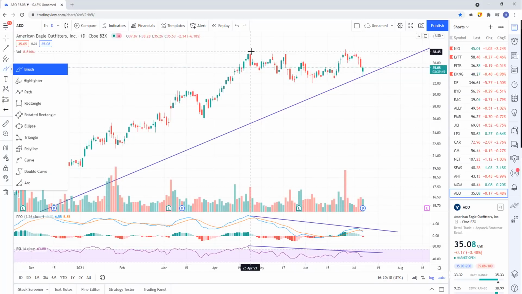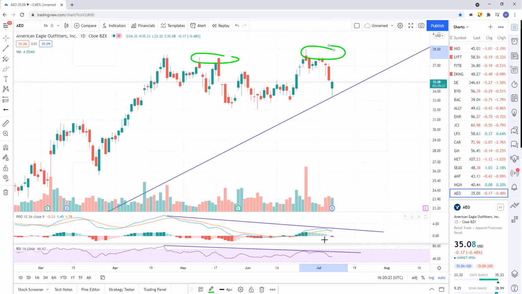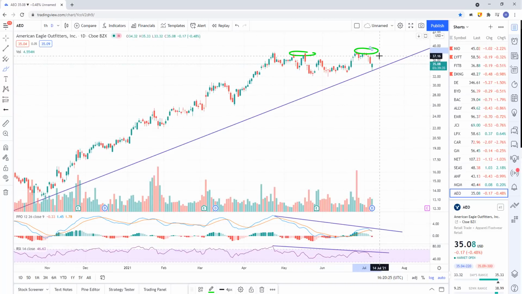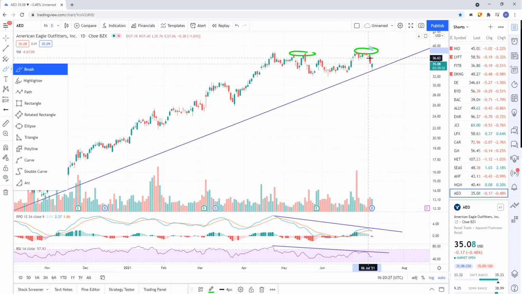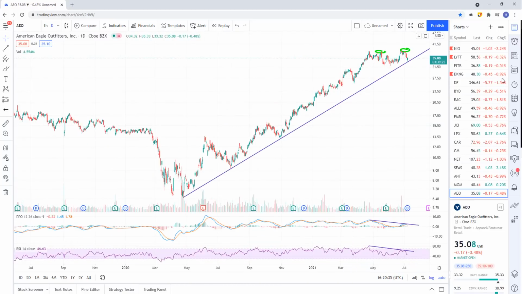So you'll see here we are making divergent highs. And you can see the downtrend line, how the PPO and the RSI are downtrending, making negative divergence. We're waiting for a break of trend line support, which would be a definitive break of this trend line. A nice big sell-off candle is what we're looking for as the next sell signal.